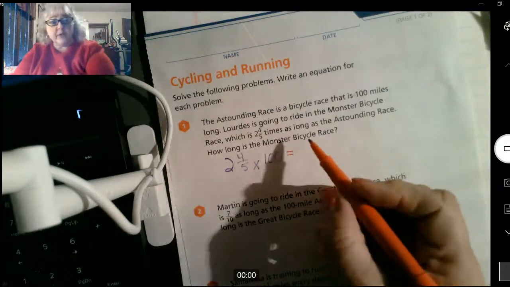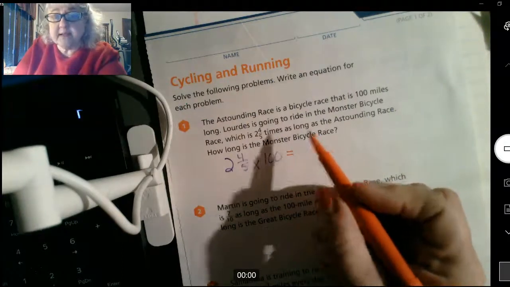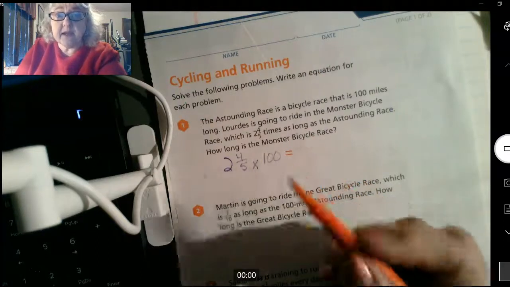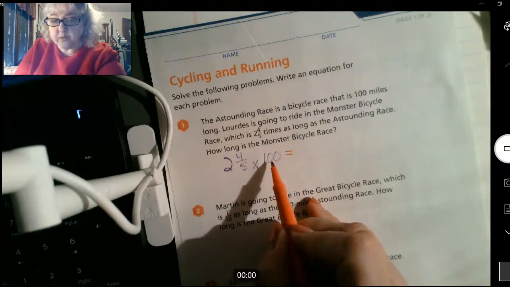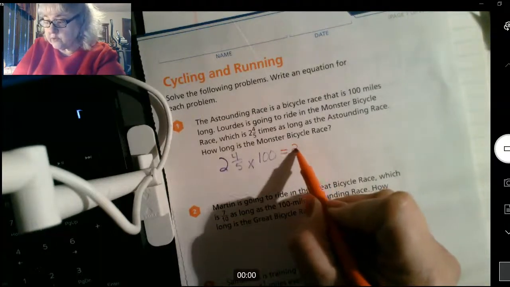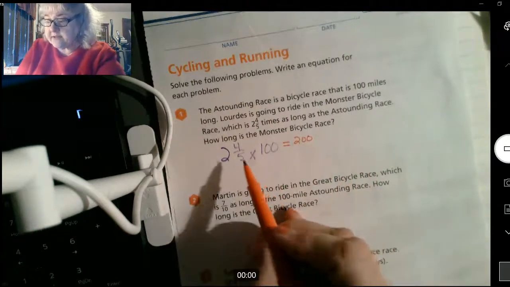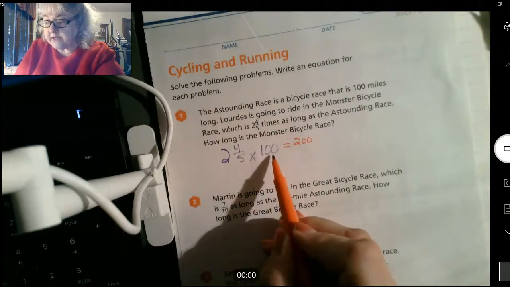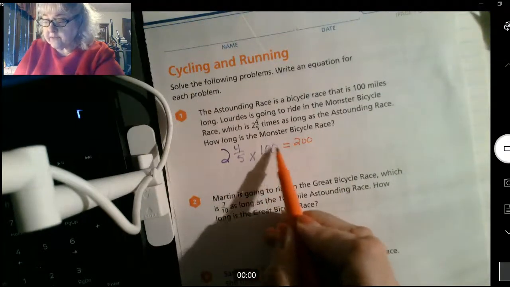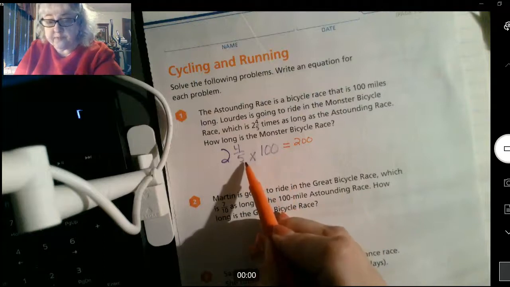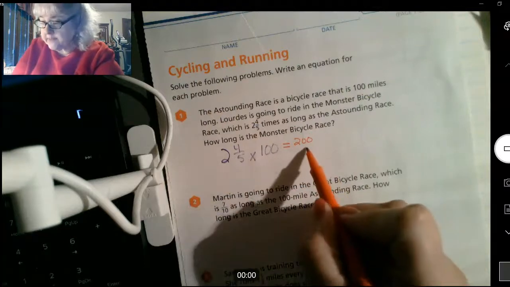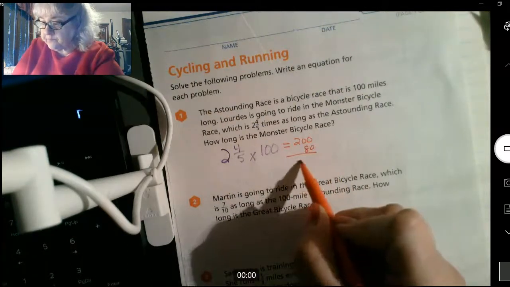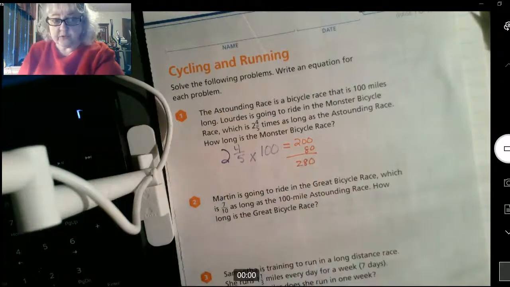I'm going to work it both ways. One where I'm just reasoning about numbers and the other using a fraction bar. So I know that if I have 2 times 100, that's going to give me 200. Now I have to figure out what is 4/5 of 100. Well, I know that if I divide 100 into fifths, each one of those parts is going to be 20. And if I have 20 of them 4 times, that's going to be 80. So my answer would be 280.